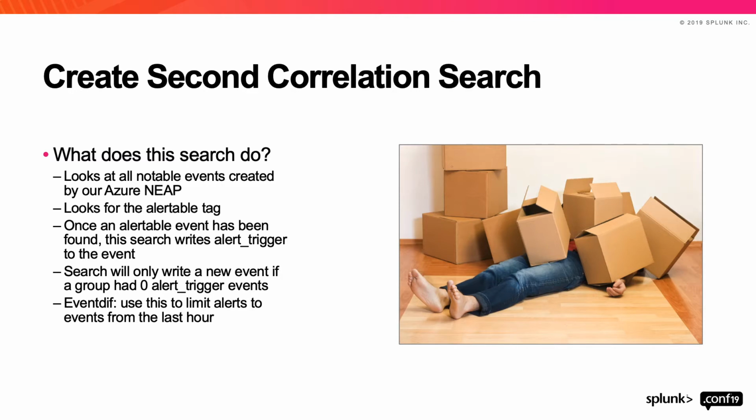So we wanted to solve this problem, and so we went a little bit outside of the box to do this. We created a second correlation search. And what does this search do? Basically, it makes a field we called alert trigger. And what this alert trigger correlation search did was simple. It looked through a group to find the first event that had alertable on it. And then once it saw alertable, it wrote a new field called alert trigger.